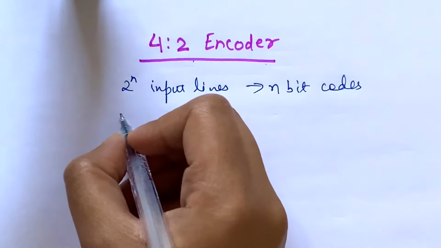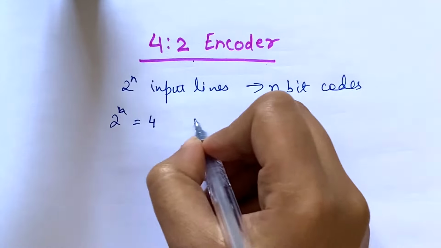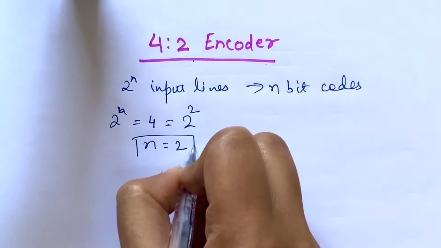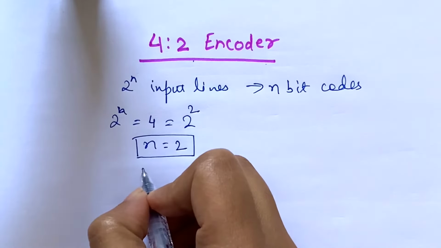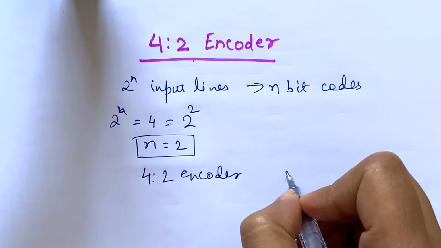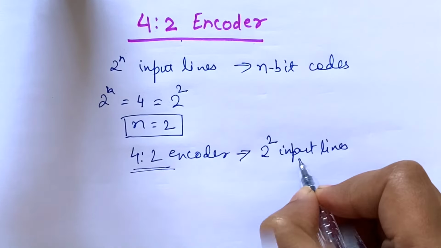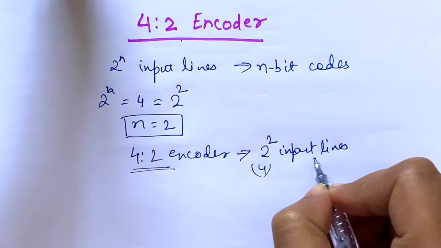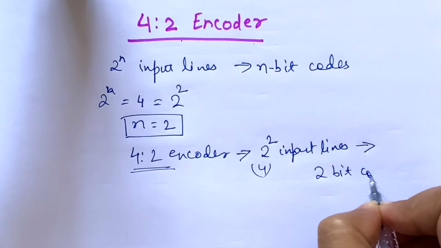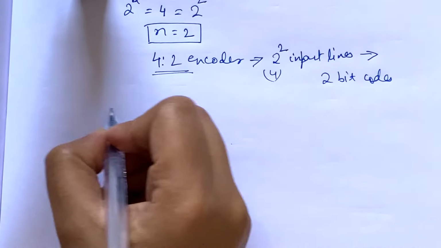So let's say here 2 to the power n equal to 4. So 4 equal to 2 to the power 2 means n equal to 2. Okay, so what 4:2 encoder will do is it will convert 2 to the power 2 input lines, 2 to the power 2 means 4 input lines, to n bit codes, means 2 bit codes. Okay, now let's look at its truth table.